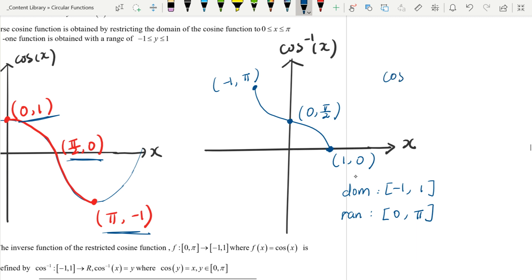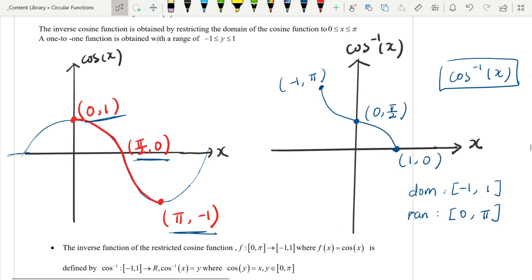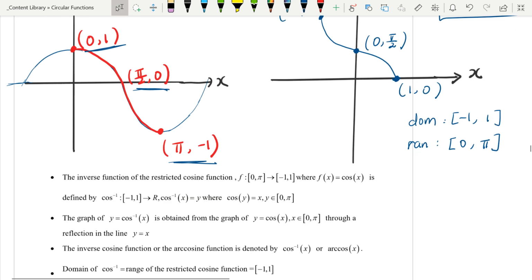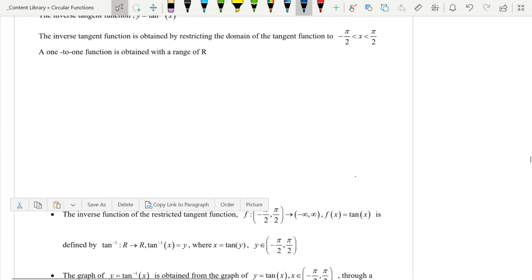Again, cosine inverse x represents angles. The whole expression is an angle. It doesn't matter what ratio you put in. 3/5 is not the exact value you can get out, but it still means that's an angle. So cosine inverse, sine inverse, tan inverse, they are all angles. Any questions? Okay, same, we go to the next page.